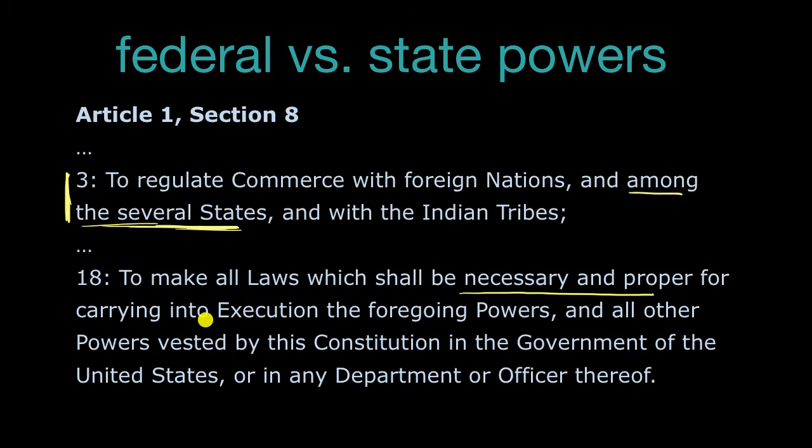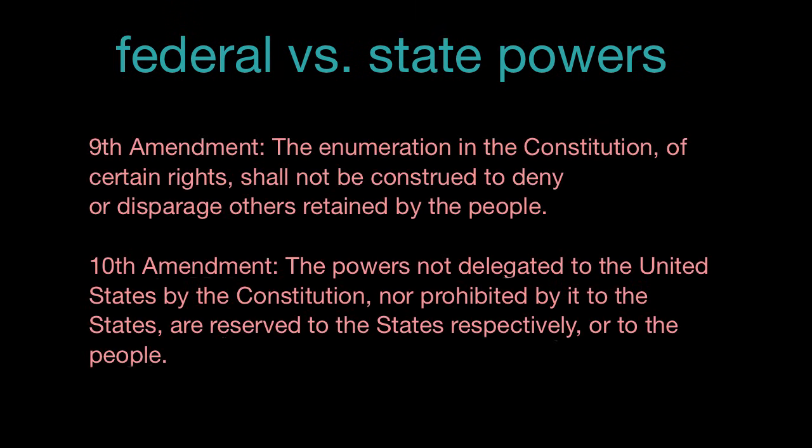You can imagine the Necessary and Proper Clause is not something that made the Anti-Federalists very happy. They were worried about power grabs by the federal government. And so you have the Bill of Rights, which are the first 10 amendments. The Ninth and 10th Amendments in particular are the Anti-Federalists' attempt to limit the federal government's power. The Ninth Amendment says, the enumeration in the Constitution of certain rights shall not be construed to deny or disparage others retained by the people.